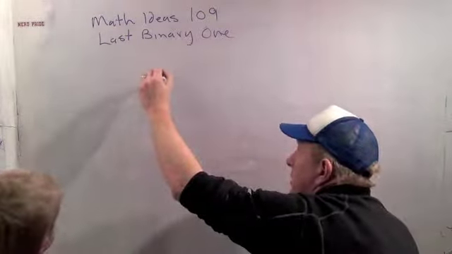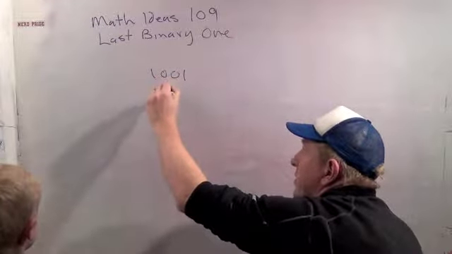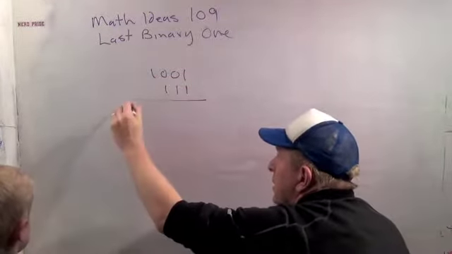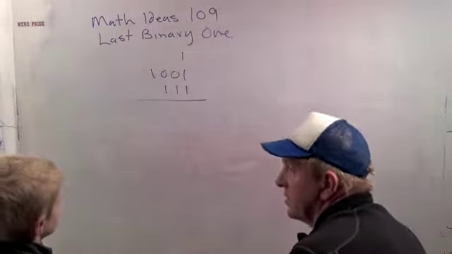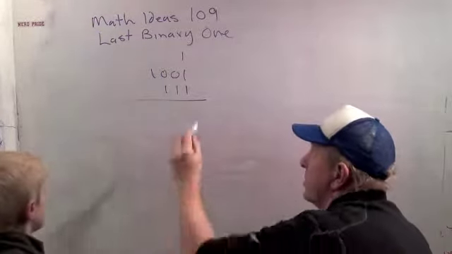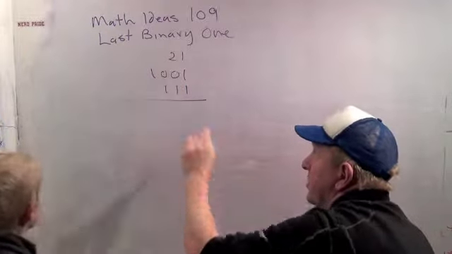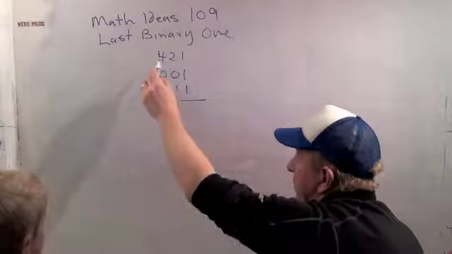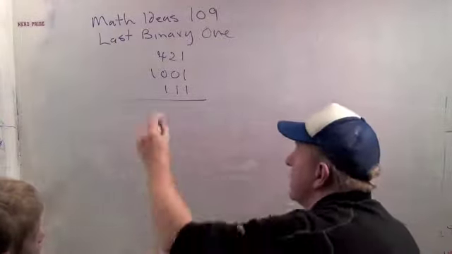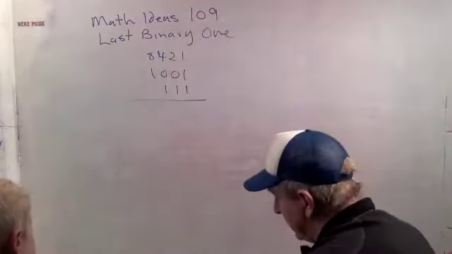So let's look at 1, 0, 0, 1 minus 1, 1, 1. Okay, this is all in binary. And remember, the first digit is the ones digit. The second digit is the twos digit. Third digit is the fourth digit. And the last digit, or the fourth digit, is the eighth digit. Okay, great. So let's take a look at this.